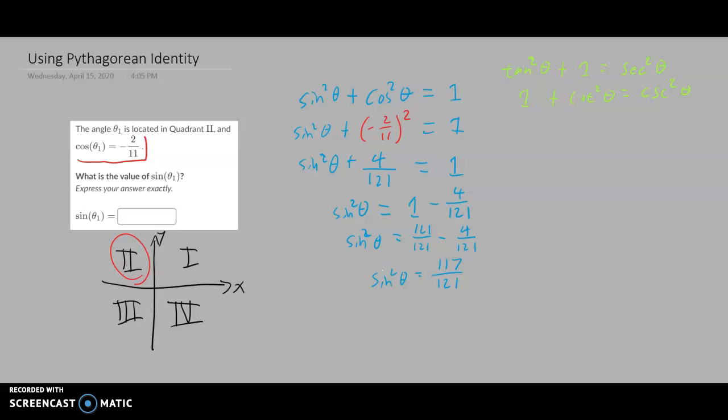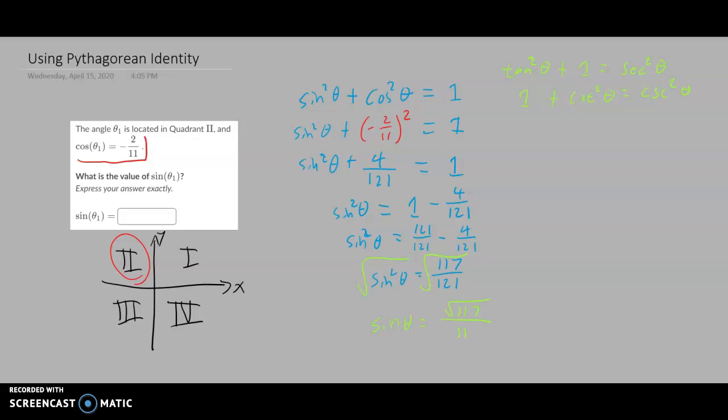Now, that's not the answer, though. The answer is asking me for sine of theta. So sine of theta, this is sine squared of theta. So to find the sine of theta, I'm going to take the square root of both sides. So that gives me that sine of theta is equal to square root of 117, which is not a nice round number, so I'm going to leave it as square root of 117. Square root of 121, though, we just found out from up here is going to be 11. 11 squared was 121, so the square root of 121 would be 11. So my answer for this one will be the square root of 117 over 11, except there's one other thing I have to think about.